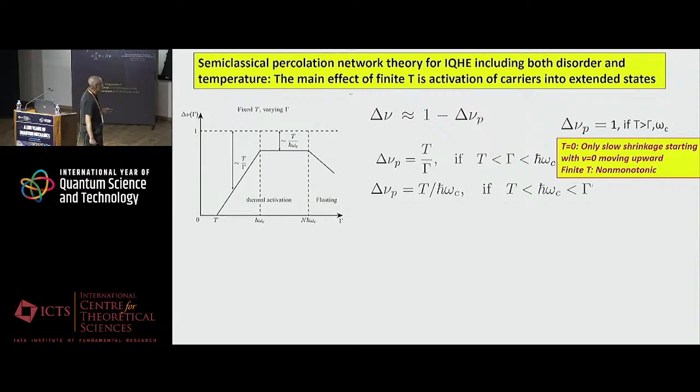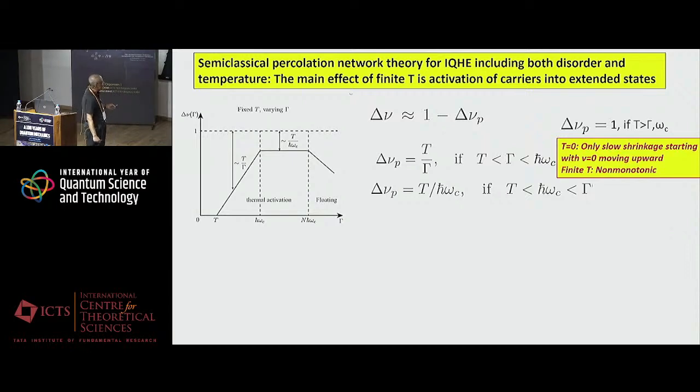We're interested in delta nu p. Analytically, you can calculate it in various asymptotic limits. This delta nu p goes as temperature divided by disorder when disorder is larger than temperature but smaller than cyclotron energy. But if disorder is larger than even the cyclotron energy, then it goes as T over h-bar omega c. And we have analytical results. You should look at the paper for many other limits also, because that's the advantage of it.